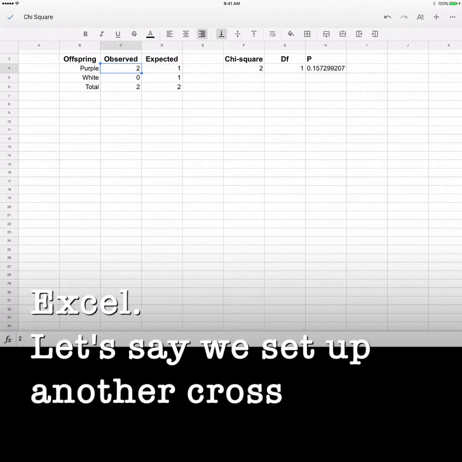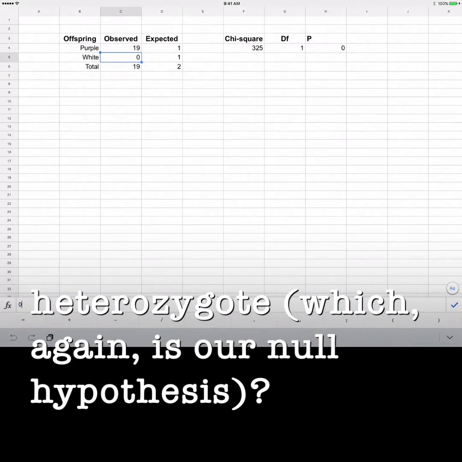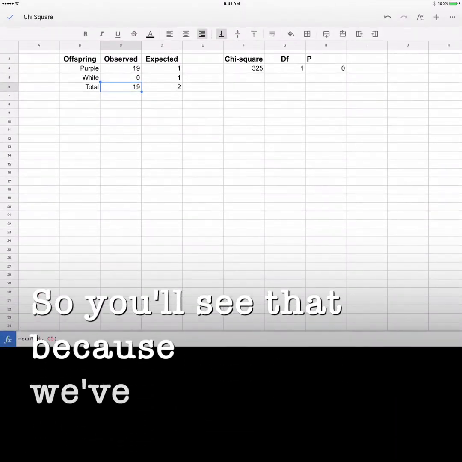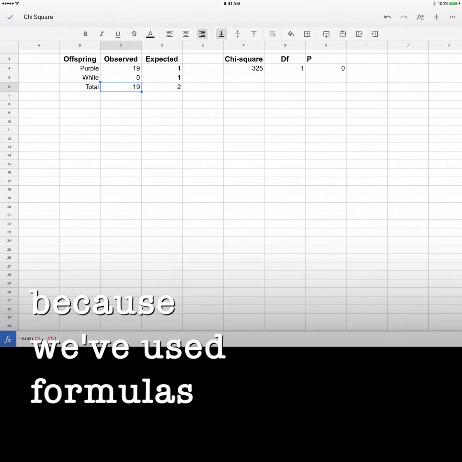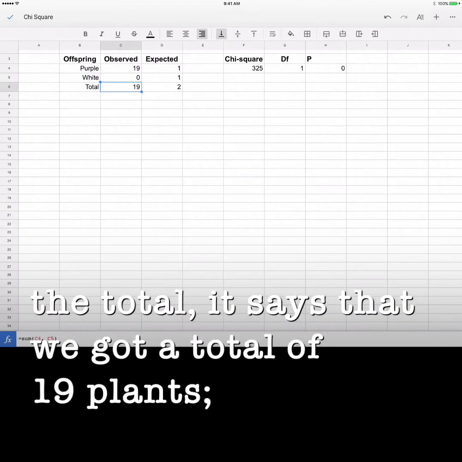Let's say we set up another cross and we observed 19 purple plants and we still saw 0 white plants. We're going to ask, what's the probability now that the purple parent was a heterozygote, which again is our null hypothesis. So you'll see that because we've used formulas to calculate the total, it says that we've got a total of 19 plants.